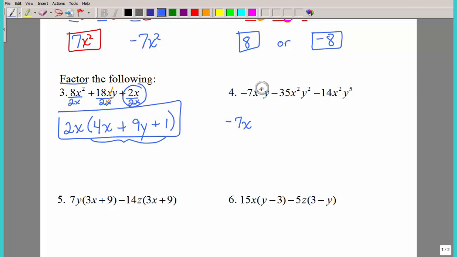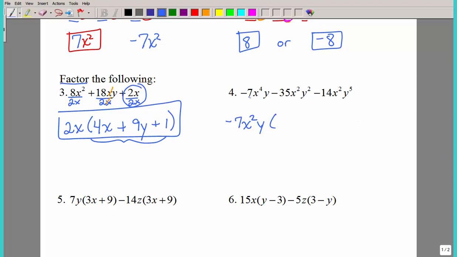But let's look at those powers. X to the fourth, x squared, x squared. So x squared is the lowest. Do they all have a y? Yes, they do. And the lowest power would be y to the first power. So that's the GCF.